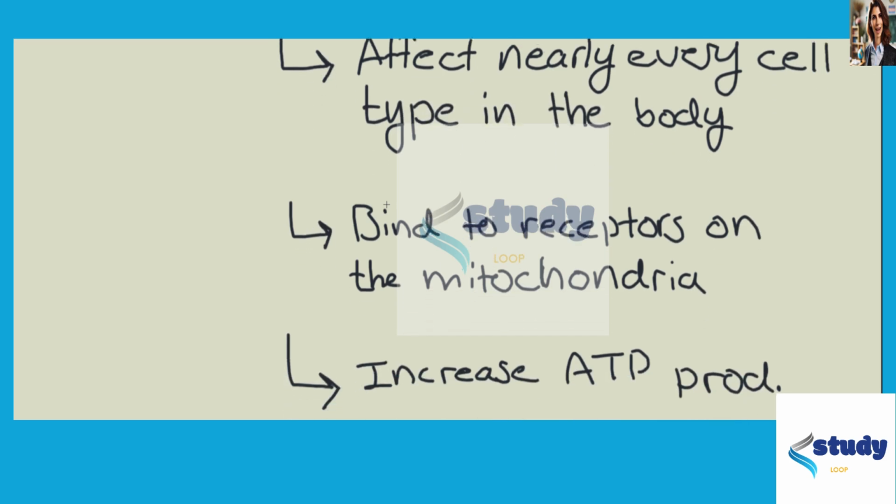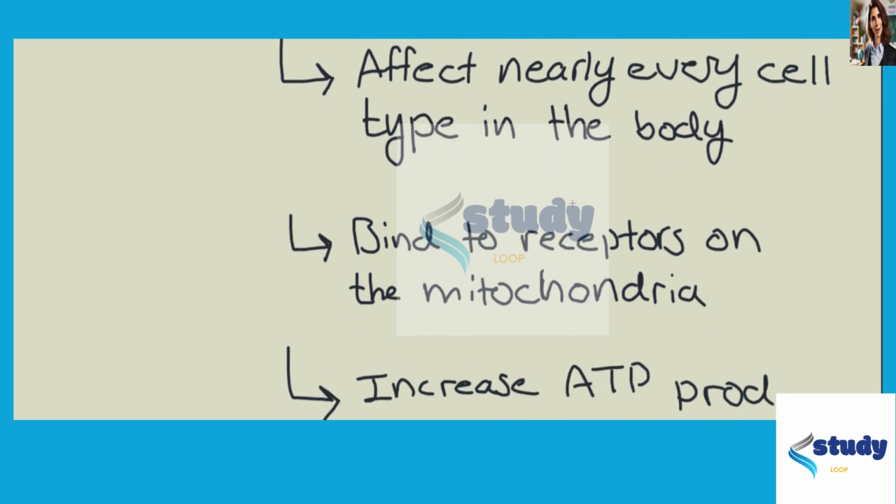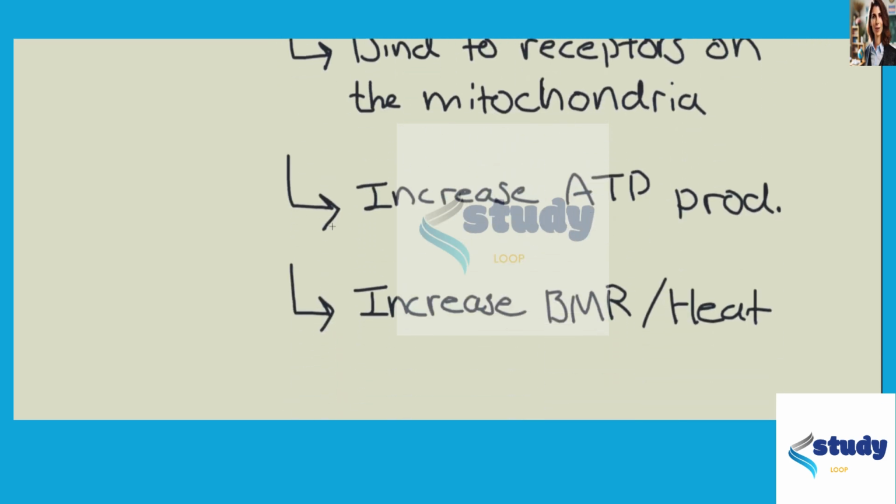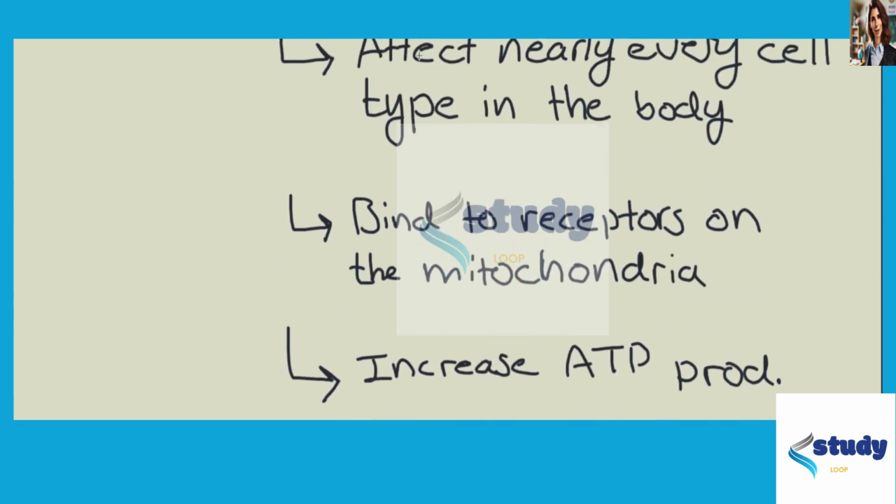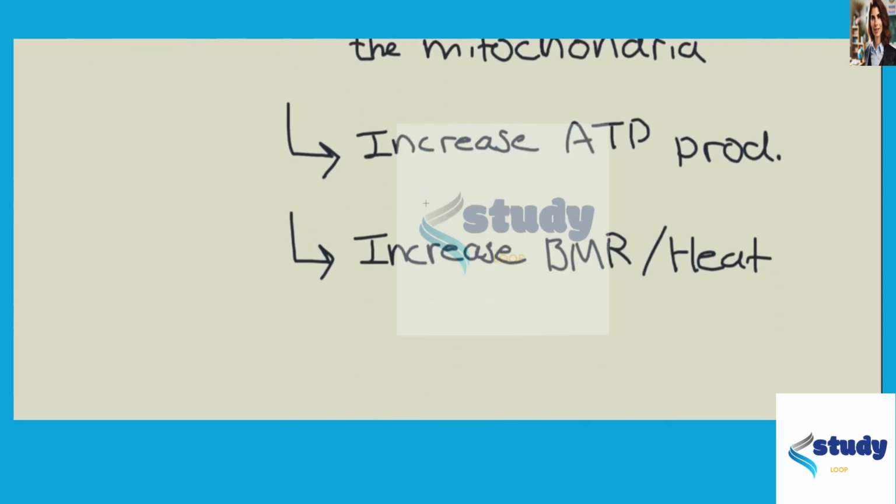And these hormones are going to bind to receptors on the mitochondria. And as you probably know, mitochondria are in charge of ATP production. So these hormones are going to increase ATP production, and that will increase your basal metabolic rate, or the production of heat in the body.